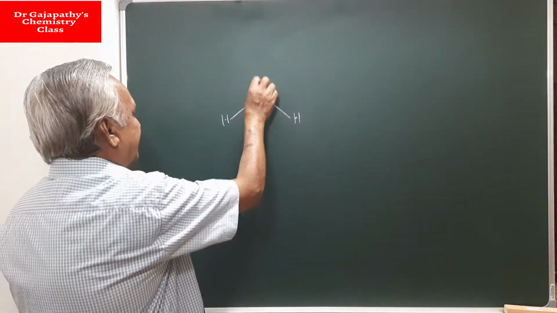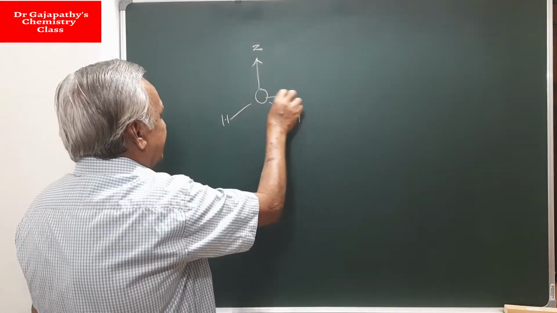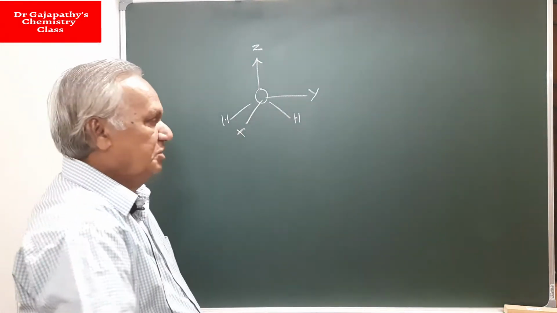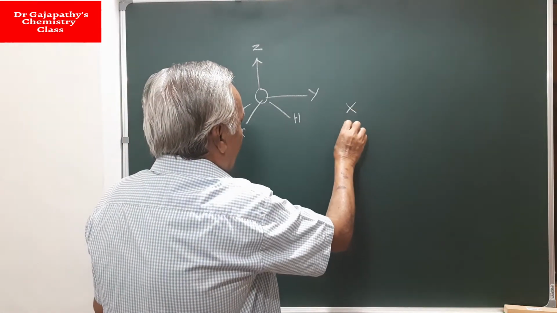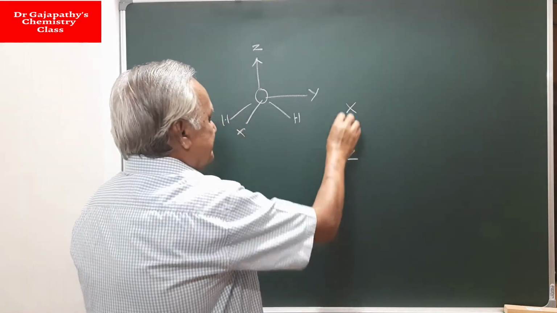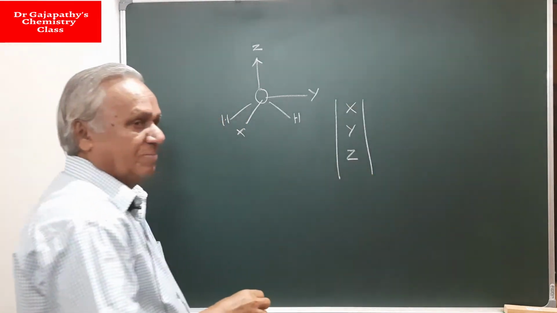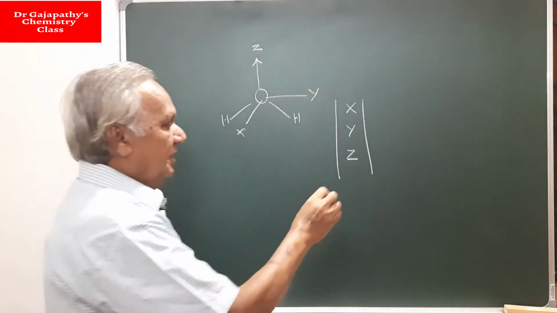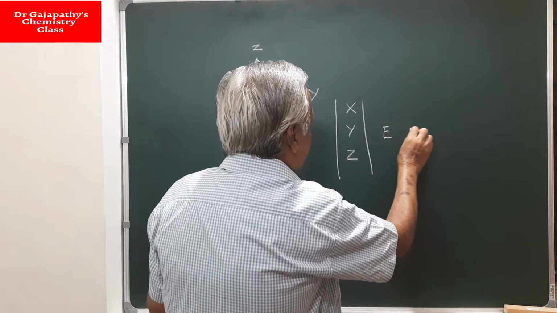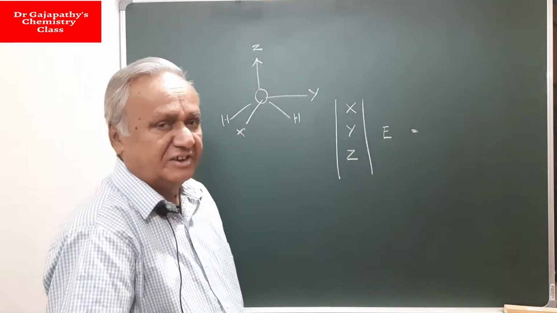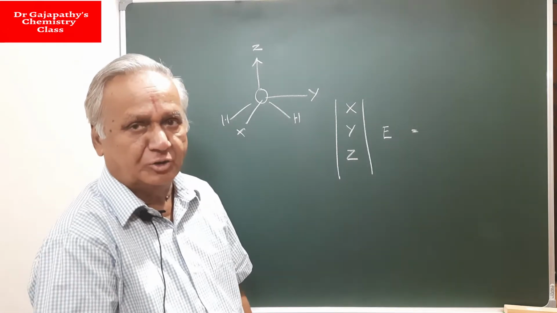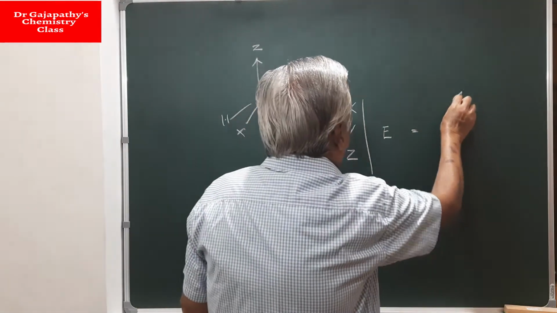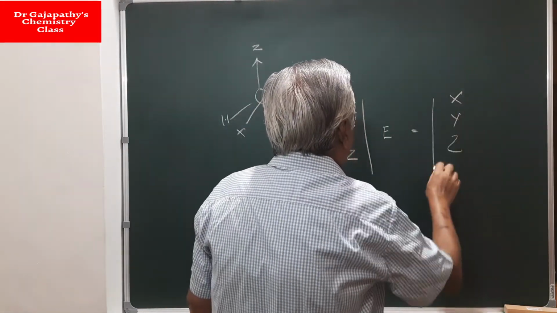Let me assign the coordinates. This is Z, this is Y, and this is X. So the original coordinates are X, Y, and Z. Let me carry out the identity operation. Let me indicate the identity operation as E. You know that identity is nothing but leaving it as it is. Don't do anything to the molecule. When you don't do anything to the molecule, XYZ will remain as XYZ itself.